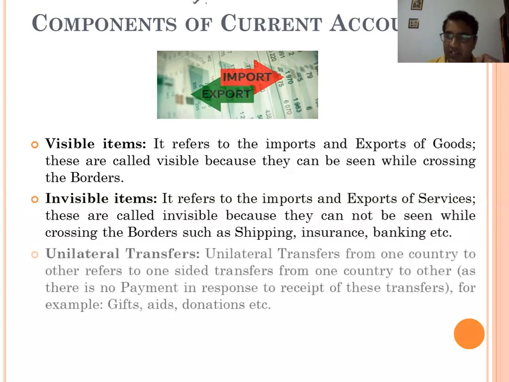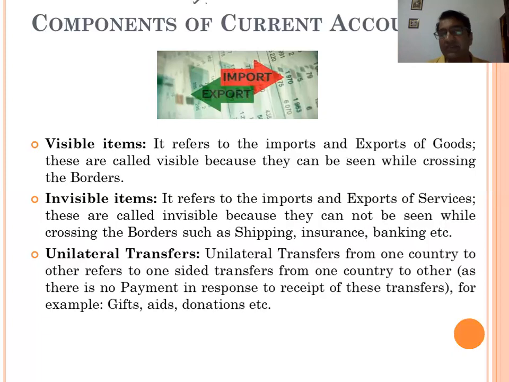Third is the unilateral transfer. Unilateral transfers are one-sided transfers. One country pays to another country, but without any return. It means if we pay to another country as a grant, donation, etc., we will not receive anything against these transfers. So that is a unilateral transfer.